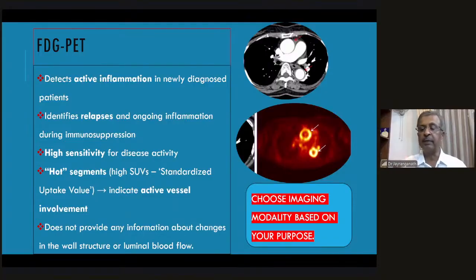Choose the imaging modality based on your purpose, what we are looking for. If we already know that the diagnosis is aortoarteritis, there is no active phase, and you are planning for some intervention, go for a CT. If you are in doubt whether a relapse is there, and you want to prove that there is active inflammation, go for a PET scan. MRI plus minus. It's a relative indication right now.